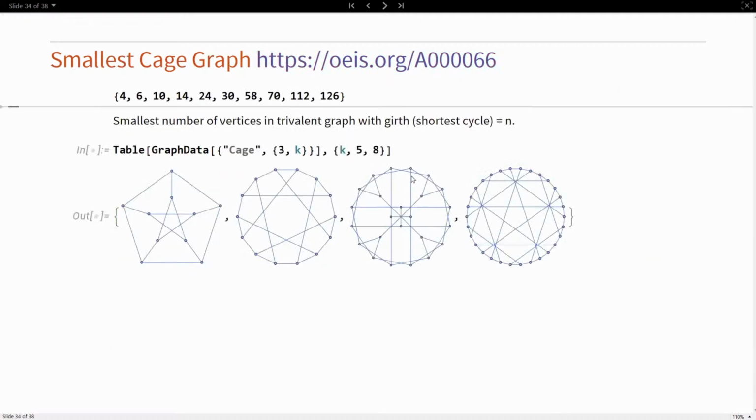The smallest cage graphs: the girth of a graph is the shortest cycle. So for the Petersen graph, the smallest cycle is 5. Here, the smallest cycle is 6, 7, and 8. This has only been solved up to girth 12. The smallest cubic cage for girth 13 is currently unknown, but they have bounds for it.